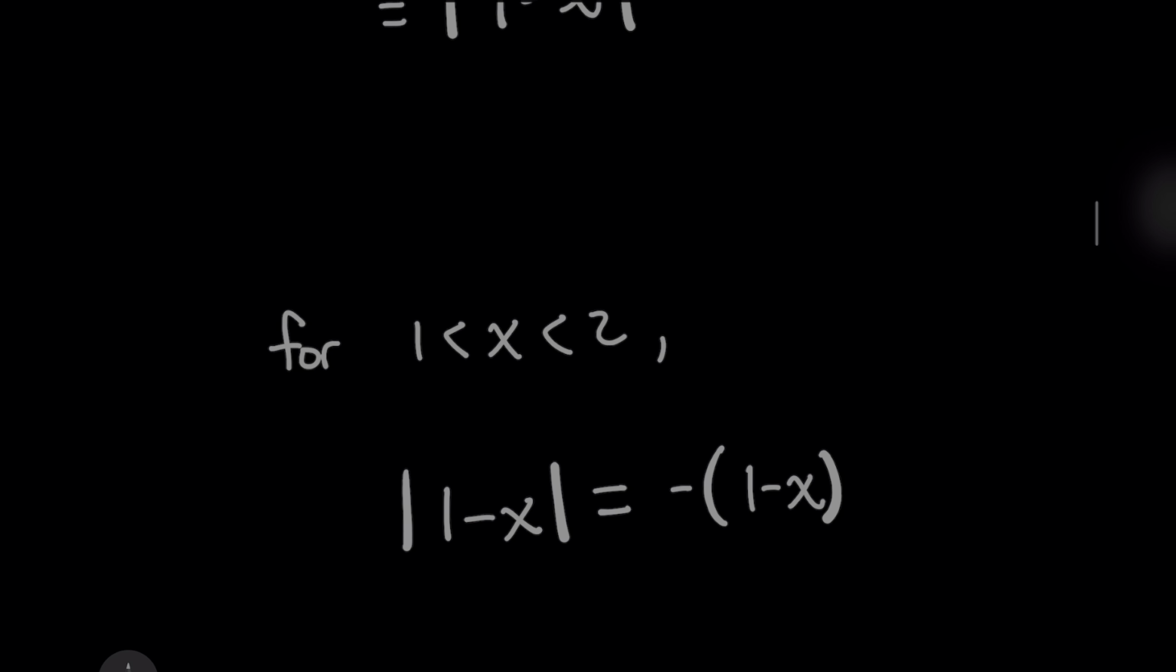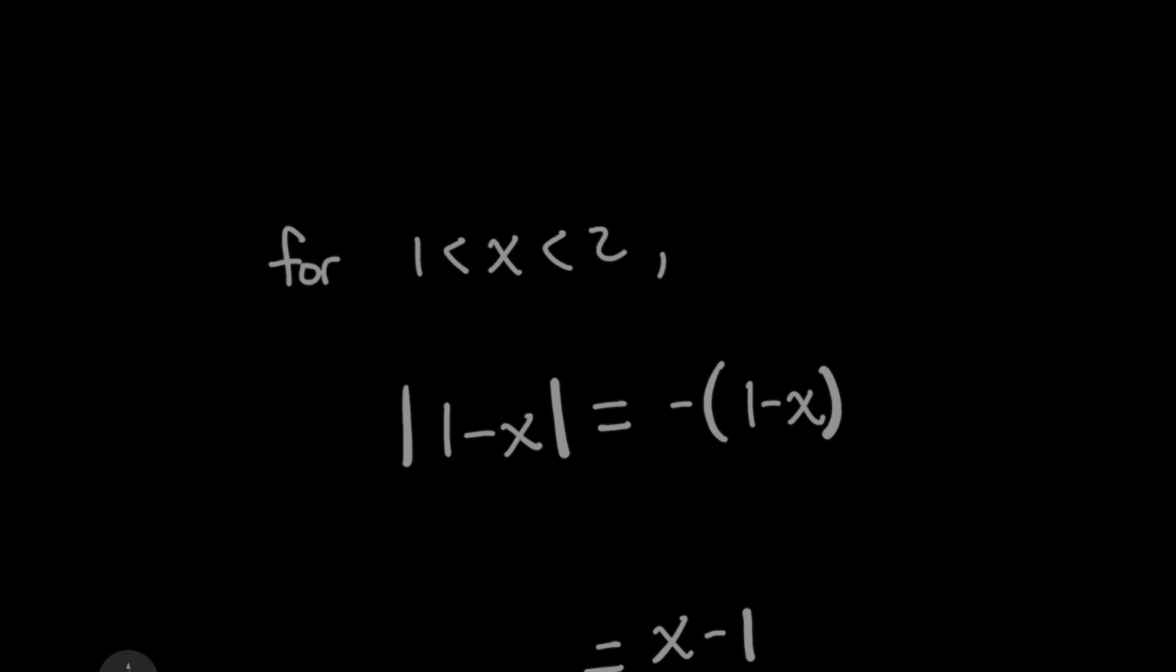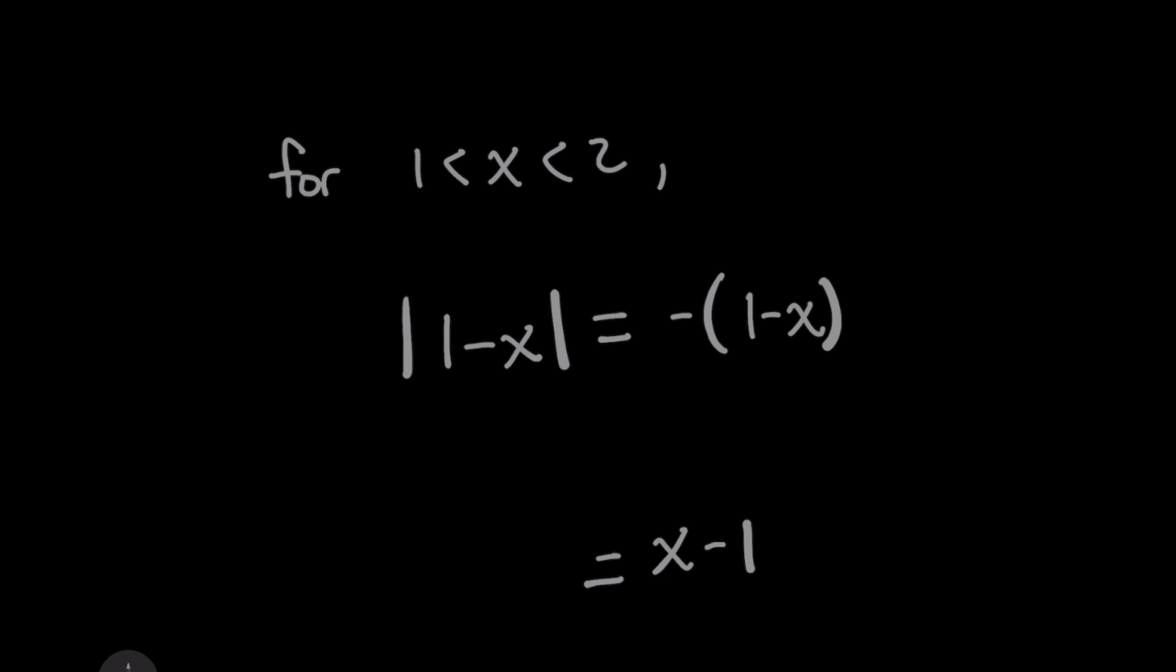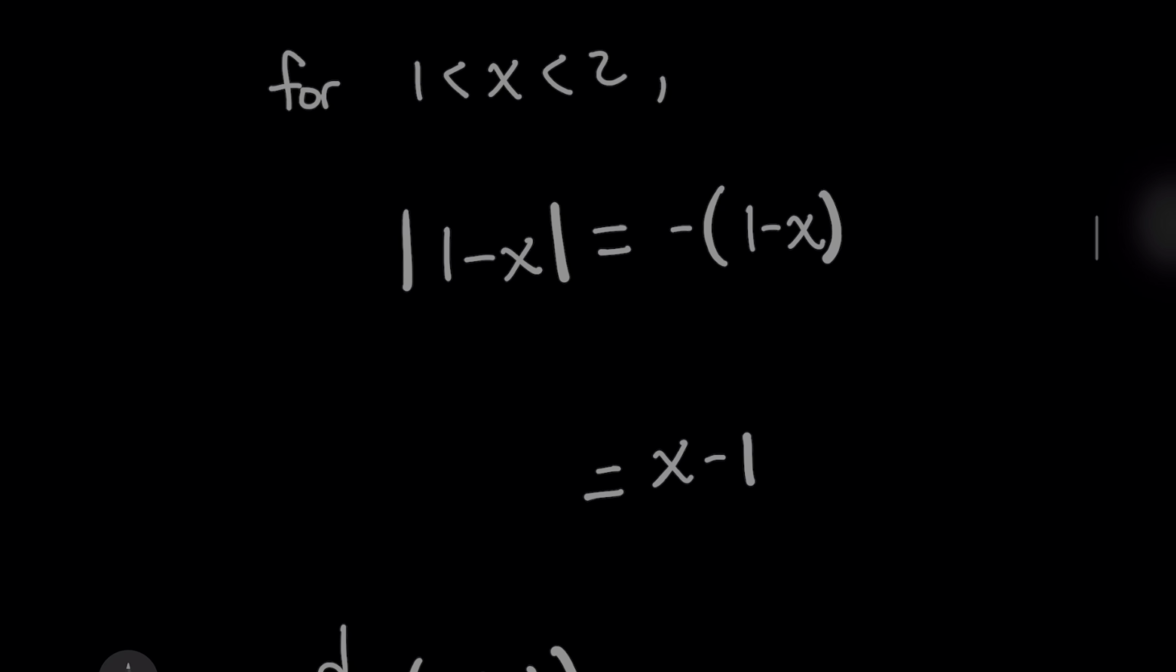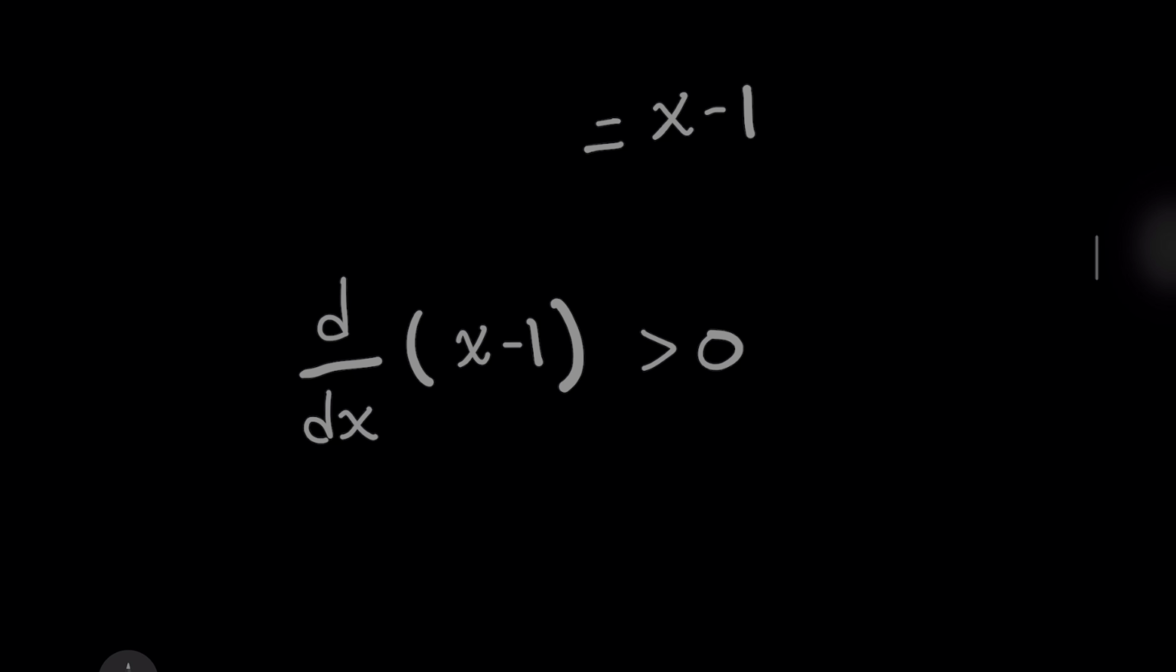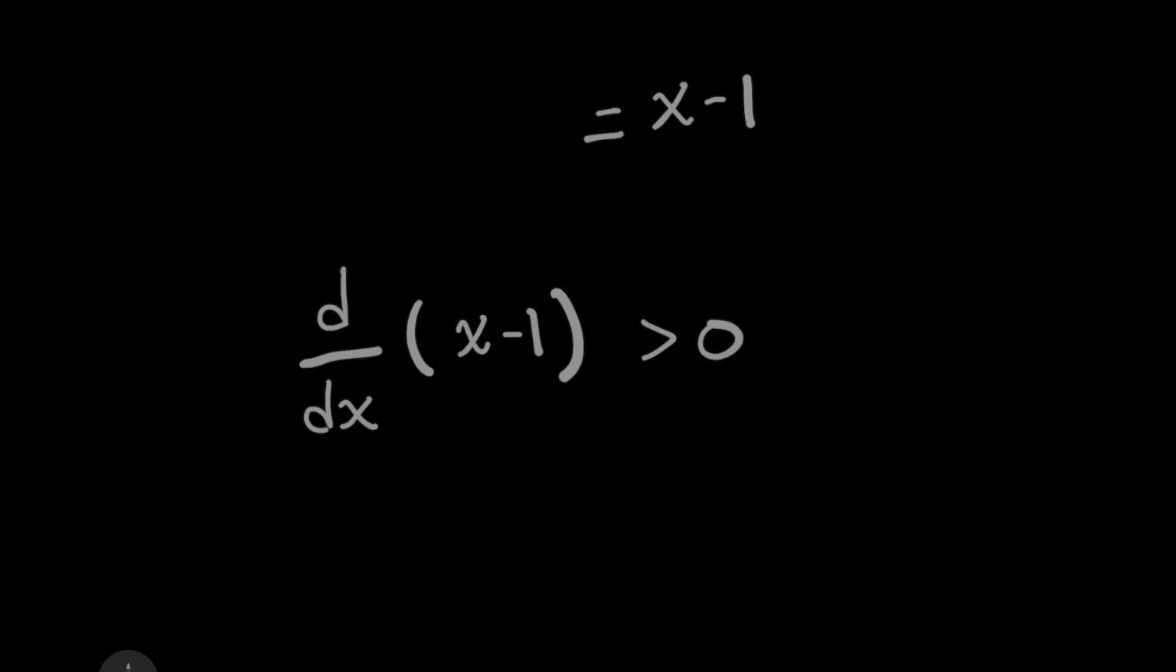So between 1 and 2, once again, try any value and you'll see that the absolute value here is basically taking a negative result and making it positive. So we can drop the absolute value altogether and write it like this, simplifying to x minus 1. And if I take the derivative of x minus 1, notice that we have positive increasing behavior. So hold that one for a second.